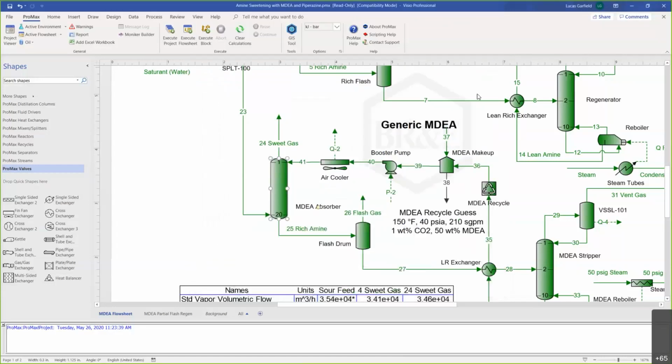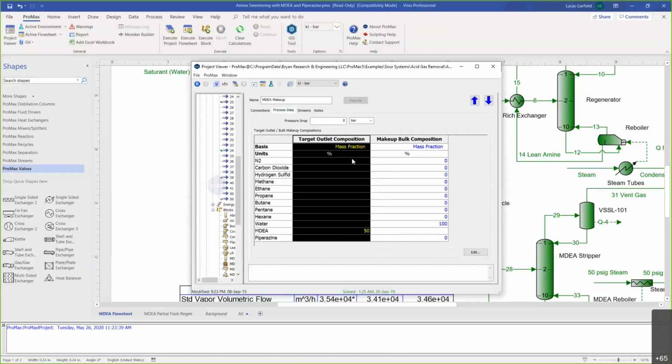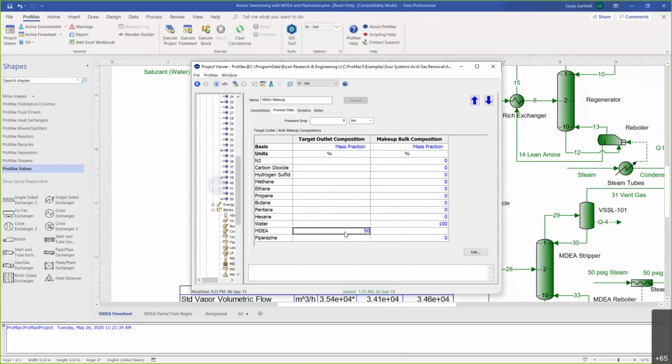Now, this is circulating pure MDEA, and the way that we set that up is in this makeup blowdown block. If I open the makeup blowdown block and I go to the process data tab, you can see here that we've set the target outlet composition to 50% MDEA. We've also set the bulk composition to 100% water. Basically what this block does for us is it says control the circulation rate at 50 weight percent MDEA. If you need to add more MDEA to get it to 50%, add some. If you need to purge a little bit, purge. And it takes care of that makeup and purge for us automatically.